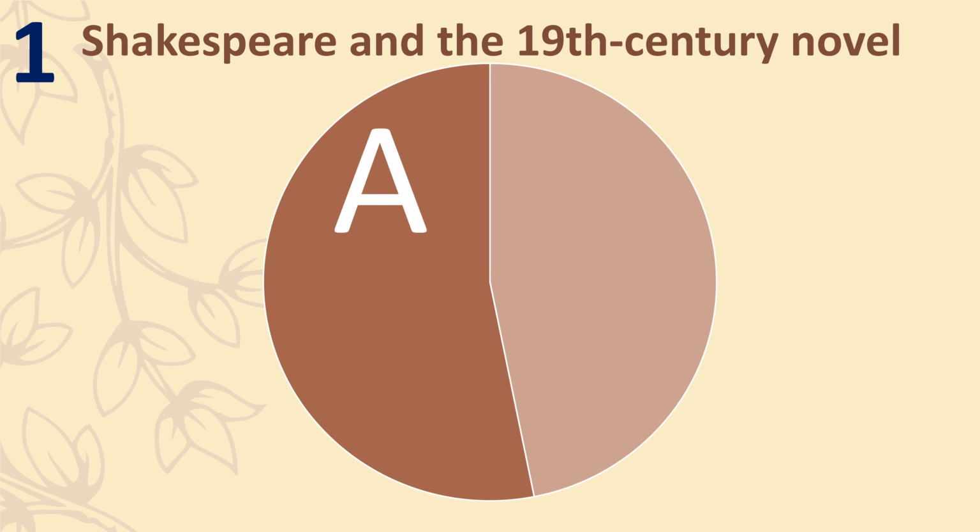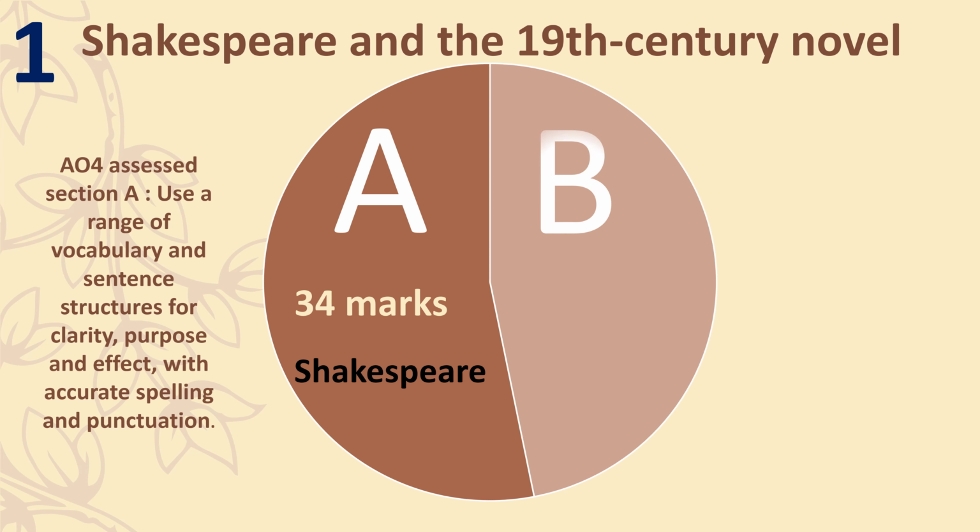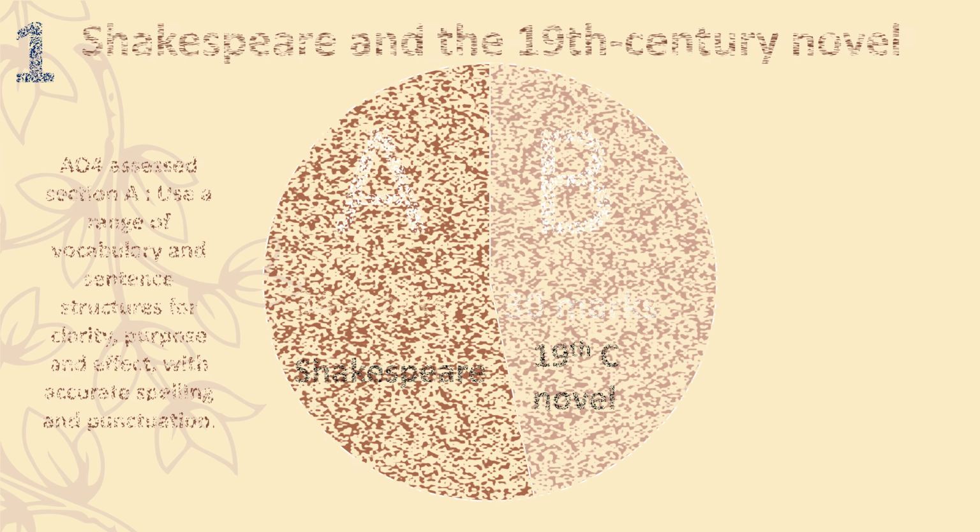Shakespeare and the 19th century novel. So section A, there's 34 marks, 4 of these including your AO4, and section B is 30 marks, and this is your 19th century novel.